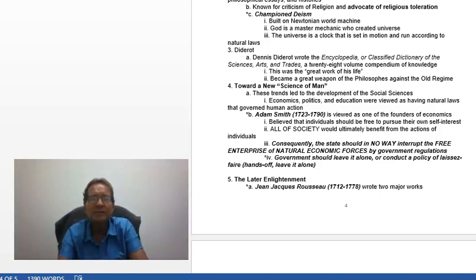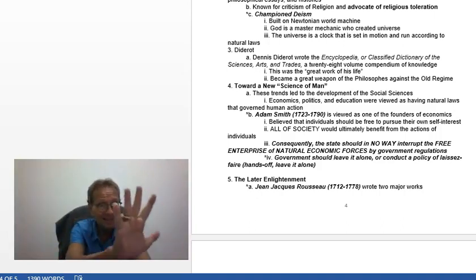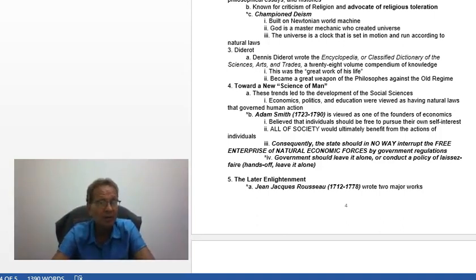Adam Smith, one of the first economics writers. In The Wealth of Nations, he believed that individuals should be free to pursue their own self-interest. All of society, therefore, benefits from that. Consequently, the state needs to get out of the way, because that is a disruption. Any government actions in a marketplace disrupts free enterprise and the natural economic forces that are governed by the invisible hand and its mysterious workings. Eventually, supply and demand cross at equilibrium or price, and there is no reason for government to get involved in that, or laissez-faire, hands off.